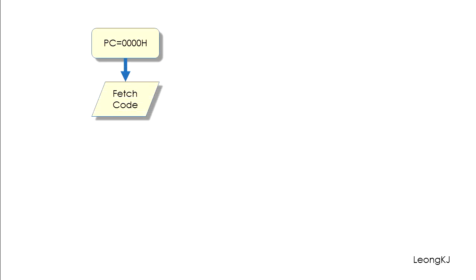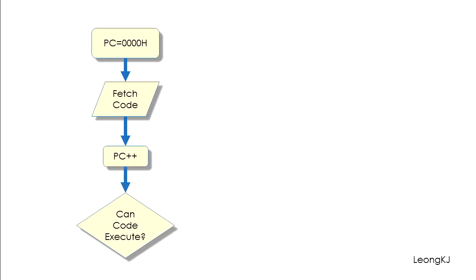The operation can be summarized using a flowchart. The initial content in the program counter is 0000. The CPU fetches the instruction at program memory location indicated by the program counter. Program counter is incremented by 1. In the decoding cycle, the CPU determines if the instruction can be executed. If the instruction is incomplete, the CPU goes back to the fetch cycle. If the instruction can be executed, the CPU executes the program.